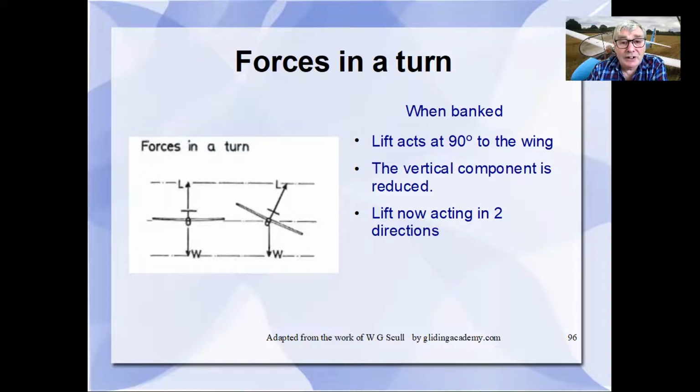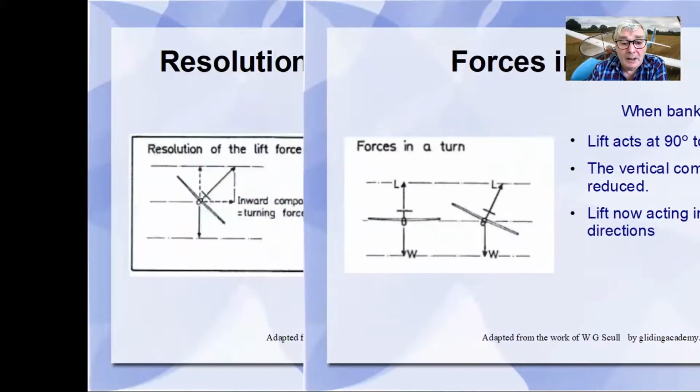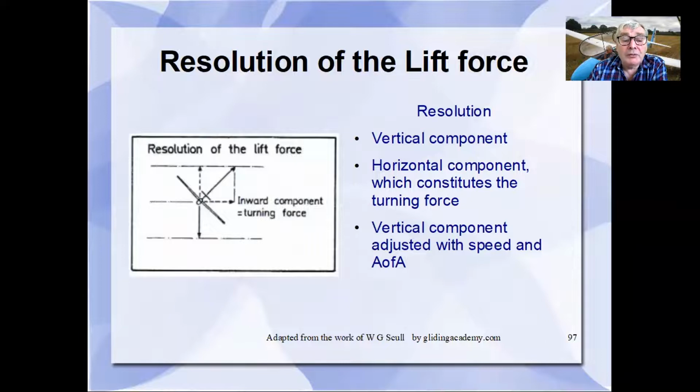And lift is actually now acting in two directions. But the important thing here is the vertical component of lift no longer matches the vertical component of weight. We can resolve the lift, when the glider is banked, into two components, the horizontal and the vertical. The vertical component is clearly less than it was with the wings level, and the horizontal component acts in towards the turn, and it constitutes the turning force.